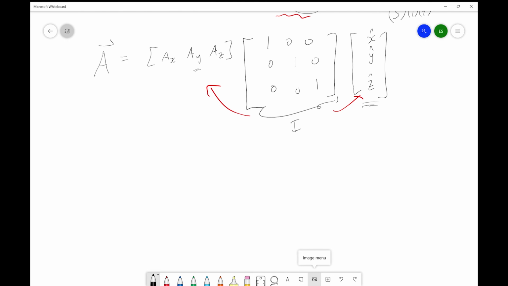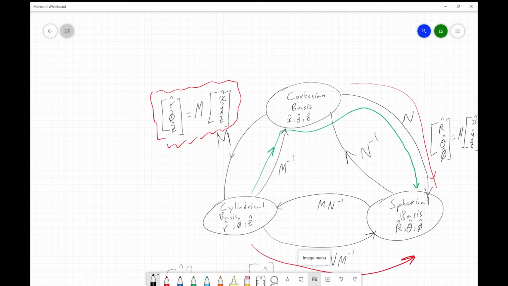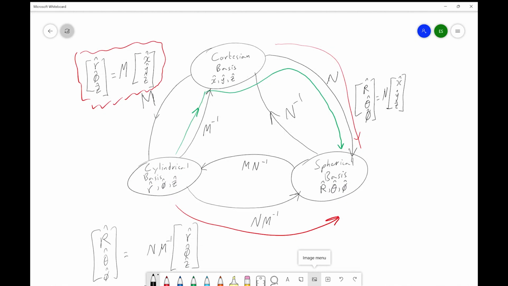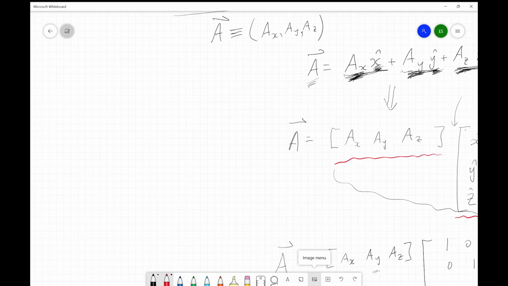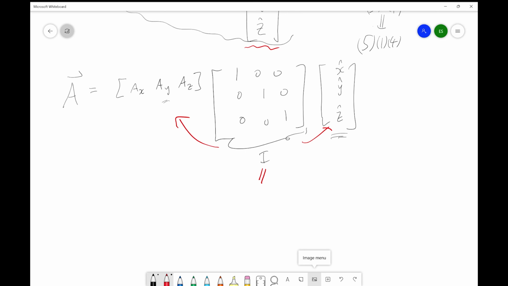Say I use the M transformation. What does M give me? M goes from Cartesian to cylindrical, right? That's what M does. So instead of I, I put something equivalent to I. What's equivalent to I? Well, M inverse M. By the way, it doesn't have to be M inverse M. It could be any matrix and its inverse. It could be N inverse N. Then I'll get another transformation, and so on and so forth.